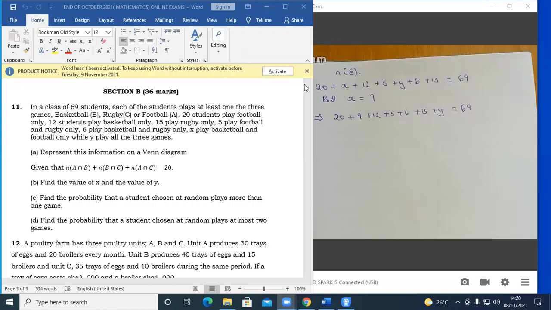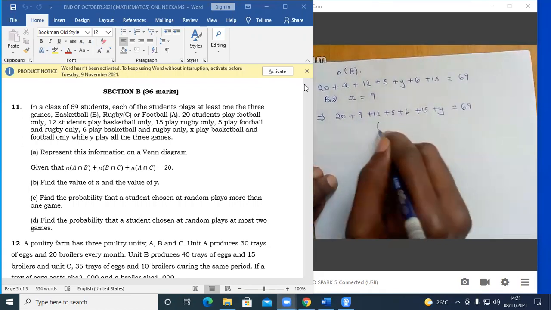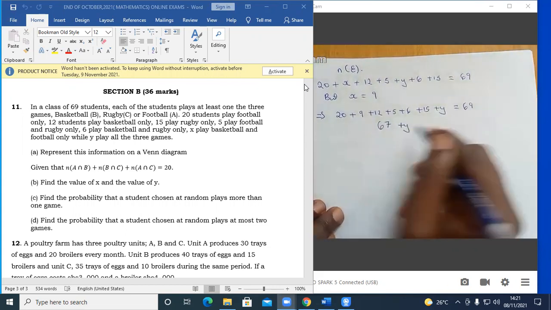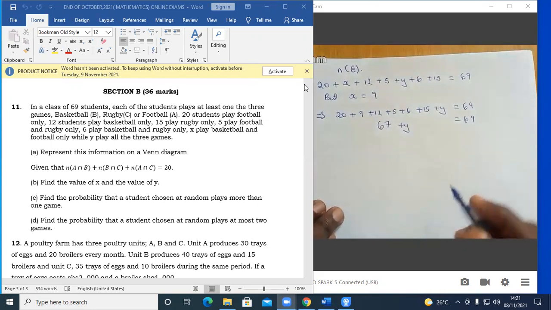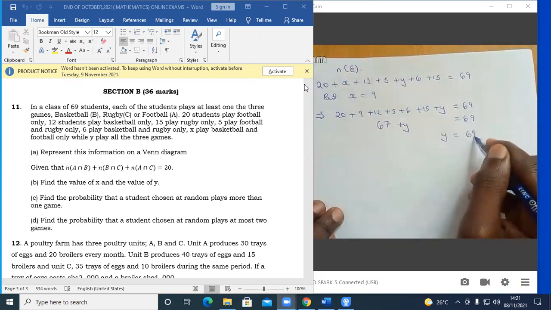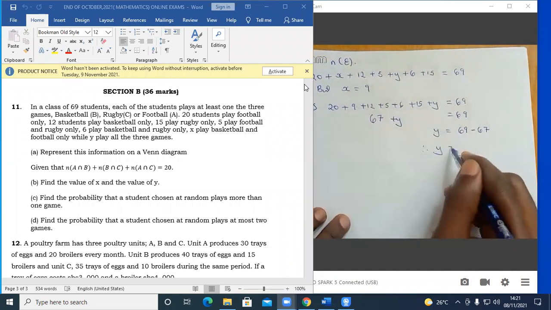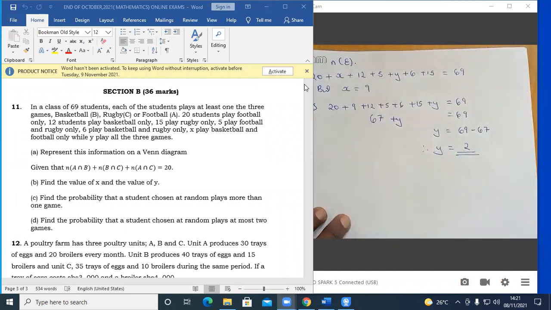20 plus 9 plus 12 plus 5 plus 6 plus 15. What do you get? You get 67. So 67 plus Y must give us 69, which means our Y will be equal to 69 minus 67. Therefore, our Y is equal to 2.